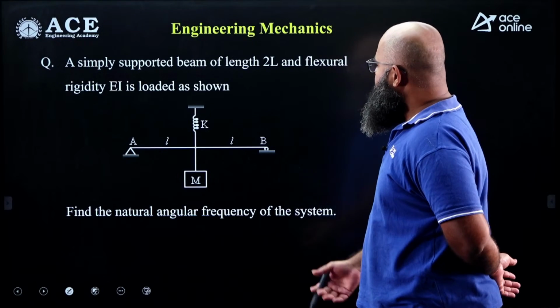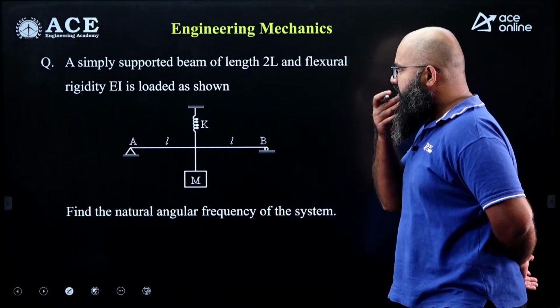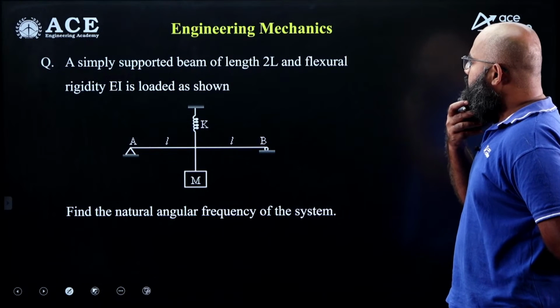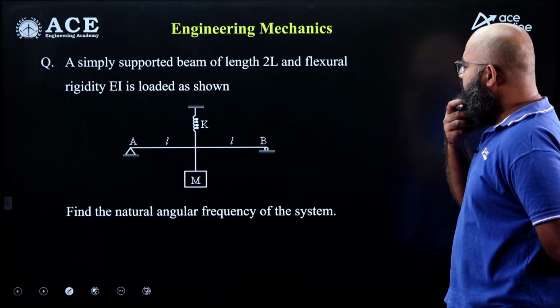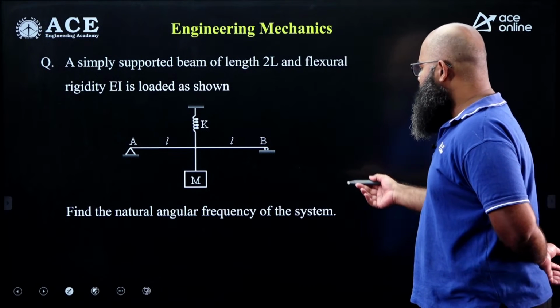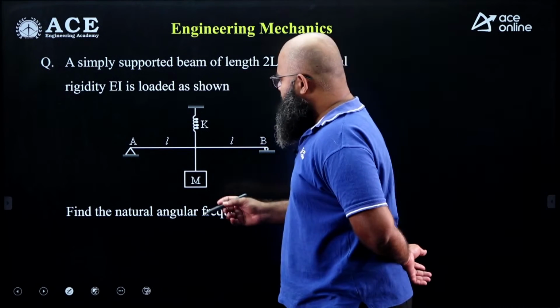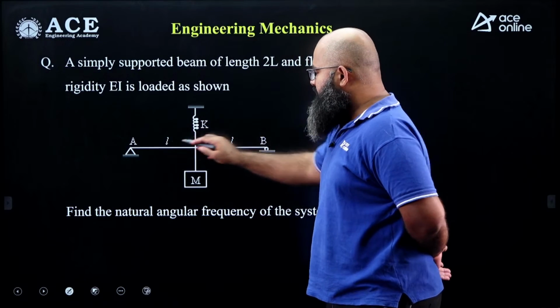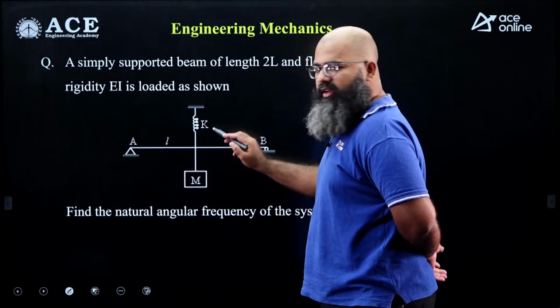Let us take one question that has come from mechanics. The question says, a simply supported beam of length 2L and flexural rigidity EI is loaded as shown. Find the natural angular frequency of the system. Now you see, you are having a spring over here and a simply supported beam. Over here the loading is given.